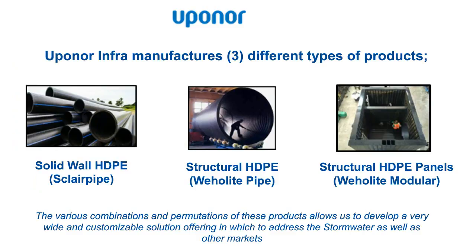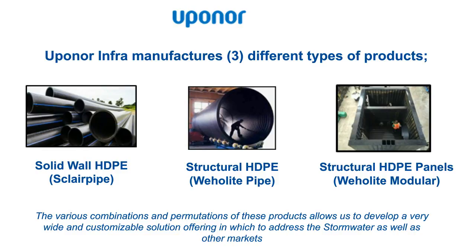To understand Uponor Infra's offerings within the North American market space, we can really break it into three families of three different types of products. One is, you're probably familiar with our Sclair pipe, which is our solid wall HDPE, high-density polyethylene, which allows us to go from small diameters, about 3 inches, to about 63 inches on the solid walls. And that allows us to go from lower pressures to very high pressures, over 200 psi.